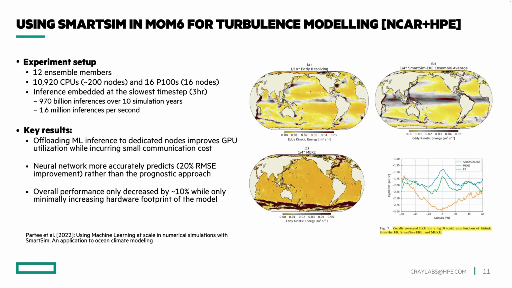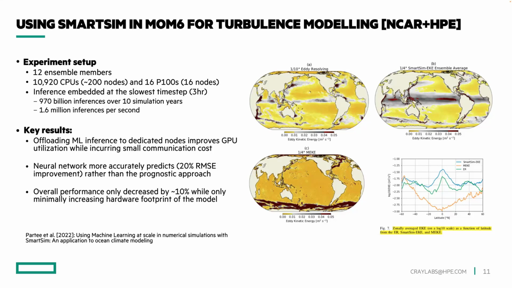Some numbers: after simulating 10 years, which took some days, we ran almost 1 trillion inferences, 1.6 million inferences per second. Inference was computed point-wise. And the key results: we managed to offload the machine learning inference to dedicated nodes with GPUs. So we sent the data to the GPU nodes, and then we got the results back.